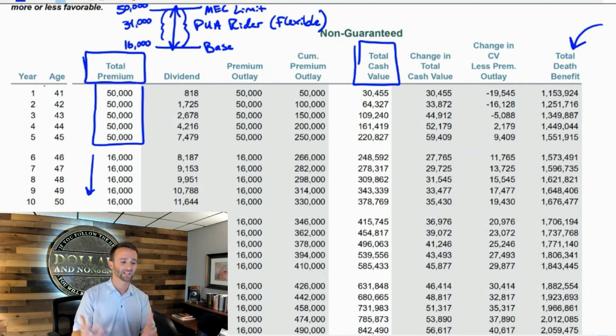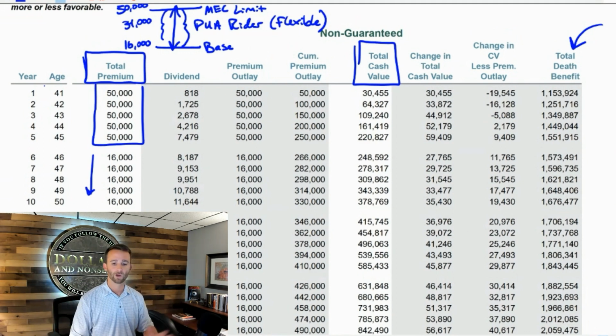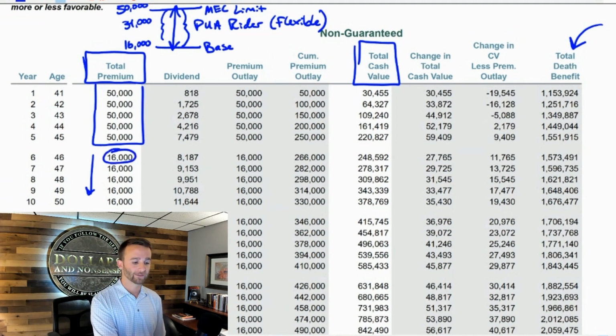Once we get the policy fully capitalized, it doesn't actually matter if I just pay the base premium or if I pay the maximum. The policy is going to perform very, very well, which we'll see here in just a moment. But just kind of to show you what's happening, by the way, in year 6, that's like a little bit of a sneak peek.